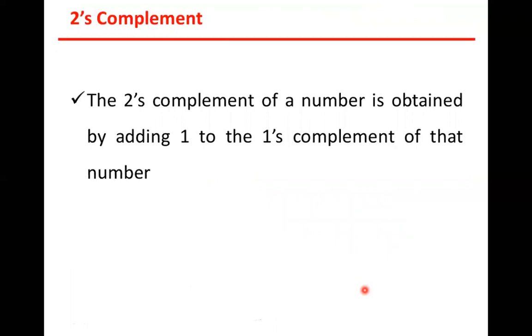Now let's see how the 2's complement works. The 2's complement of a number is obtained by adding 1 to the 1's complement of that number. What does it mean? Suppose 0 is the binary number, and what will be the 1's complement of 0? It is 1. And to that particular 1, if we add 1 again, then that answer will be a 2's complement. So adding 1 to 1, 1 0. So 1 0 is a 2's complement of 0.